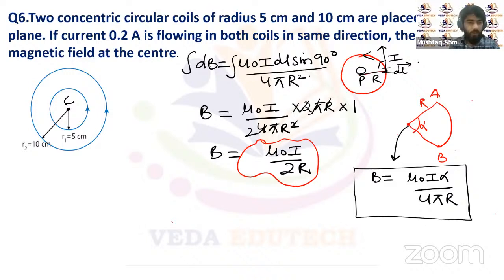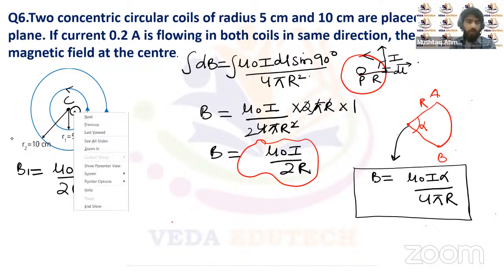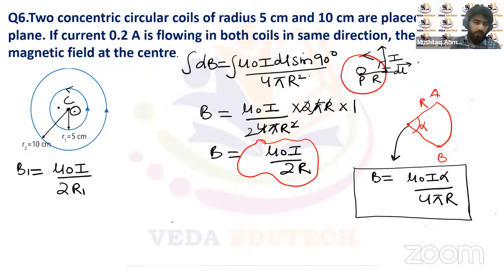I can see here in the first coil the current is moving along this direction, and at the center the magnetic field will be that of a circular loop of radius r1. So the first magnetic field B1 at this point will be mu naught I upon 2 r1. The direction of the magnetic field at this point will be a dot, and for the second loop it will also be a dot. It means it will be perpendicular to the plane and out of the plane, not into the plane.